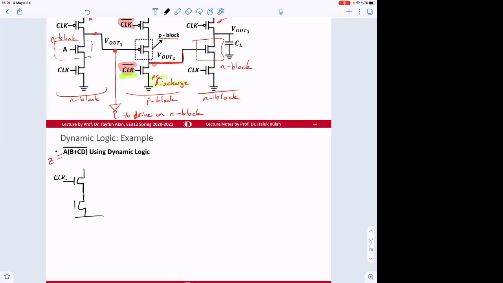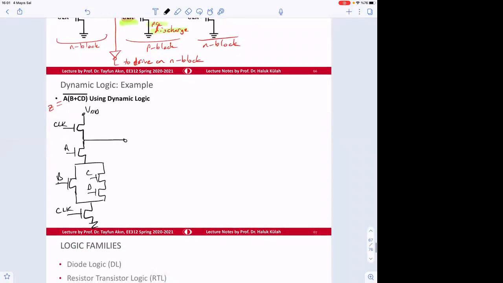And B, this is A, B, C, and D. And then this is clock again. So the output is going to be from here. So that's the dynamic logic. So we will see this as Z.